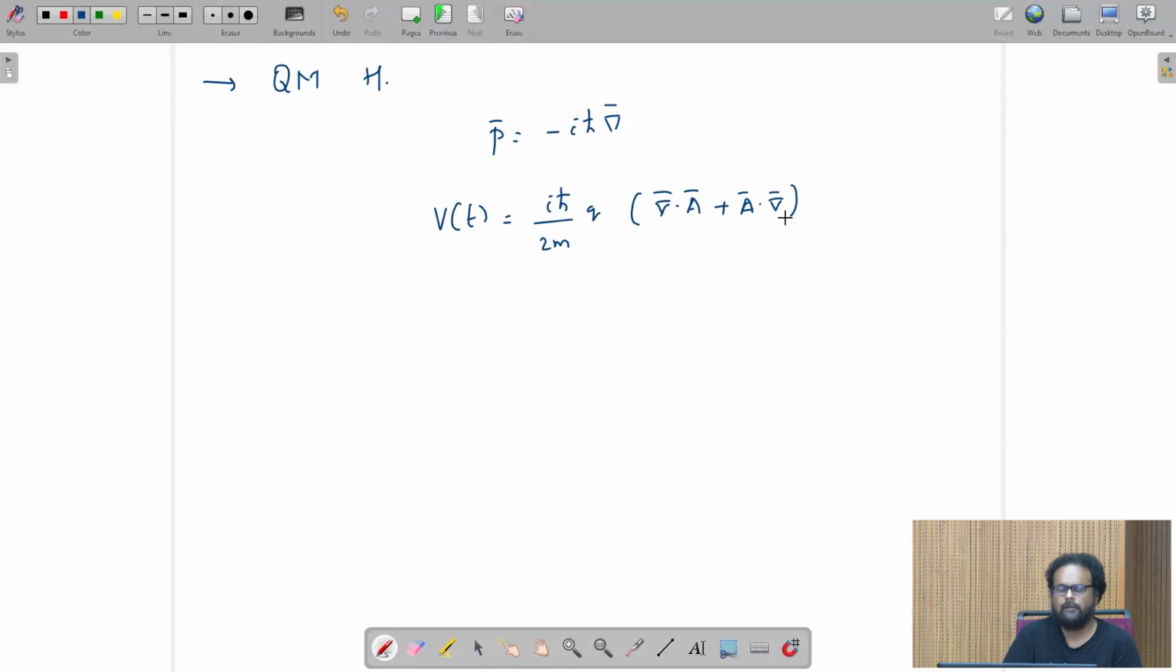Can I make any more simplification here? What is the gauge I have chosen? Coulomb gauge. So what is the property of my vector potential in the Coulomb gauge? Divergence of my vector potential is 0 in Coulomb gauge. So this is 0 because of Coulomb gauge. Life really simplifies with Coulomb gauge.